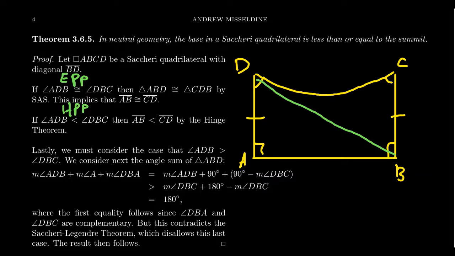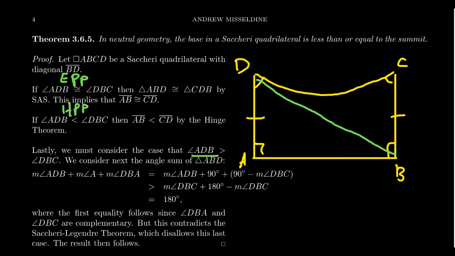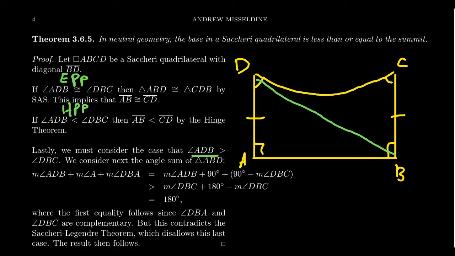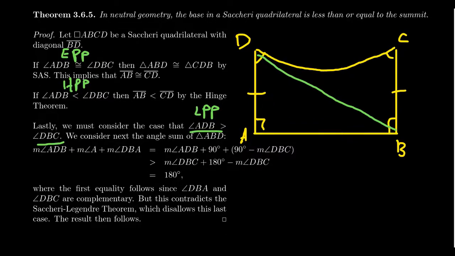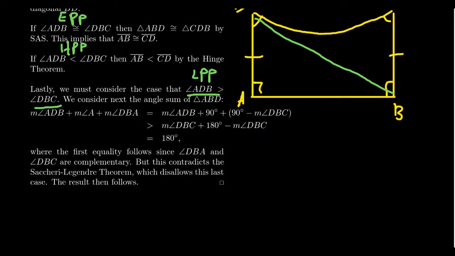Okay? So lastly, consider the situation where angle ADB is greater than angle DBC. Again, the same two angles are in consideration. Now we're just changing our mind about which is bigger. Without going any further, you might suppose that this hypothesis is assuming the obtuse angle hypothesis, that is, the elliptic parallel postulate. That seems like it should be inconsistent with neutral geometry. Aha, we're going to get a contradiction in this third case with the Saccheri-Legendre theorem.